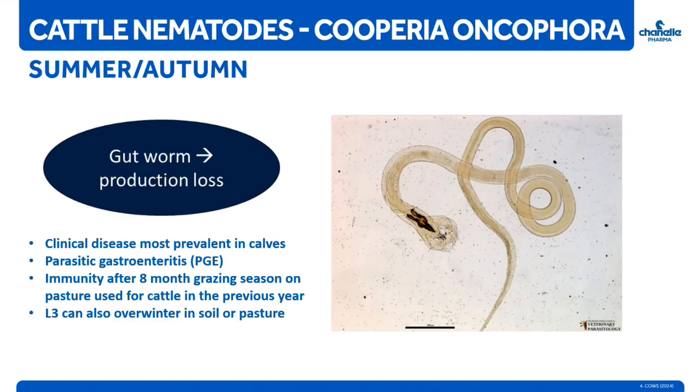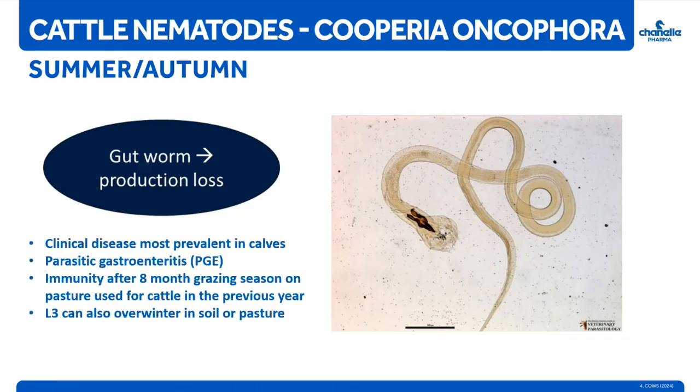Next, we have Cooperia oncophora. This nematode is considered to be relatively mild in comparison to Ostertagia, but can have significant impact on production and cause parasitic gastroenteritis. The problem is most prevalent in calves as their natural immunity is yet to develop. Animals develop natural immunity after their first grazing season.